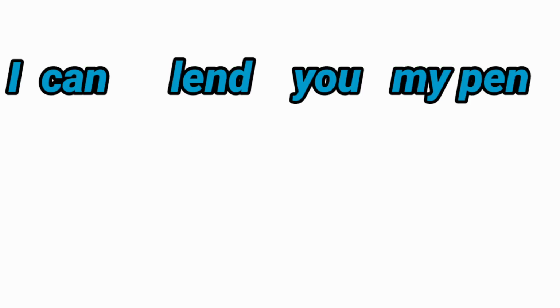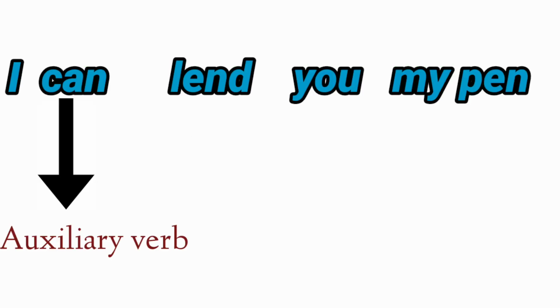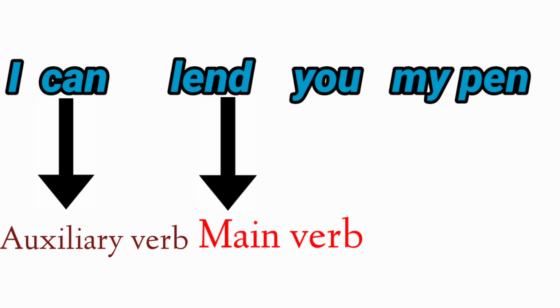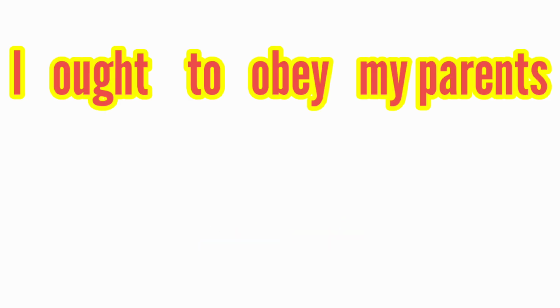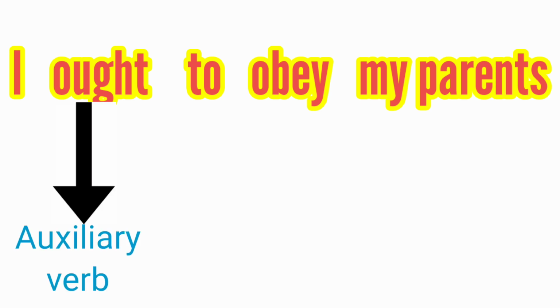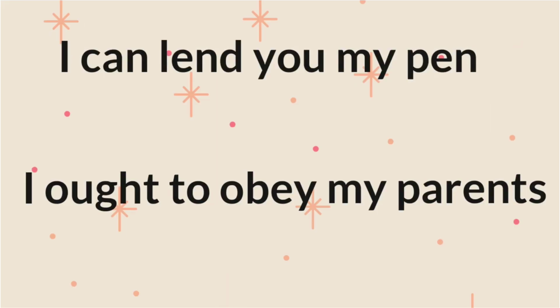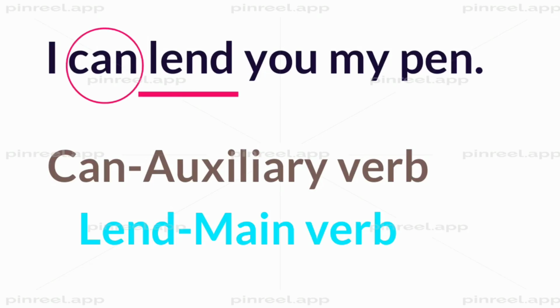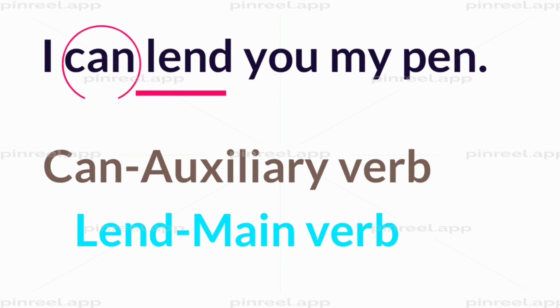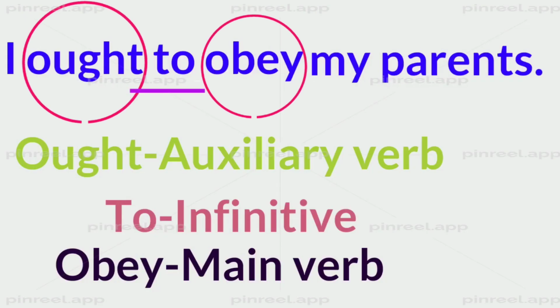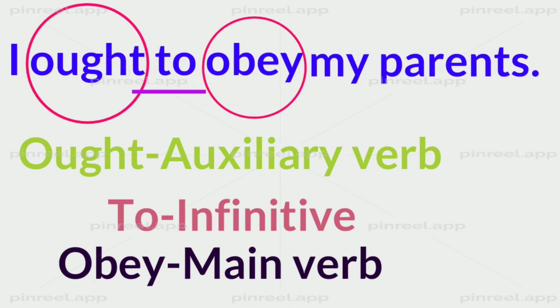I can lend you my pen. Here, can is the auxiliary verb, lend is a main verb. Whereas, I ought to obey my parents. Ought is the auxiliary verb, to is the infinitive, obey is a main verb. What is the difference between these two sentences? Although we have auxiliary verb can and main verb lend, over here we have ought to, obey. Now, to is the only difference that we find between these two sentences.